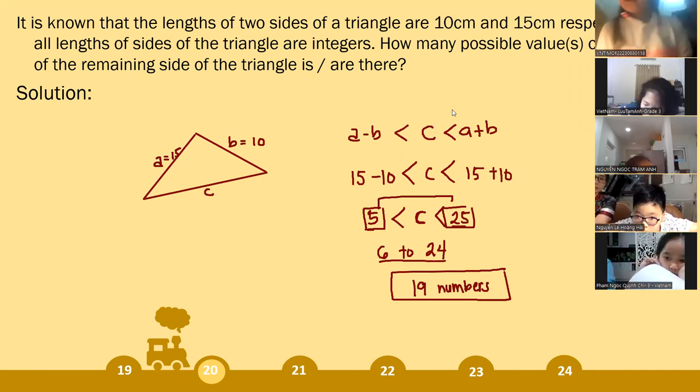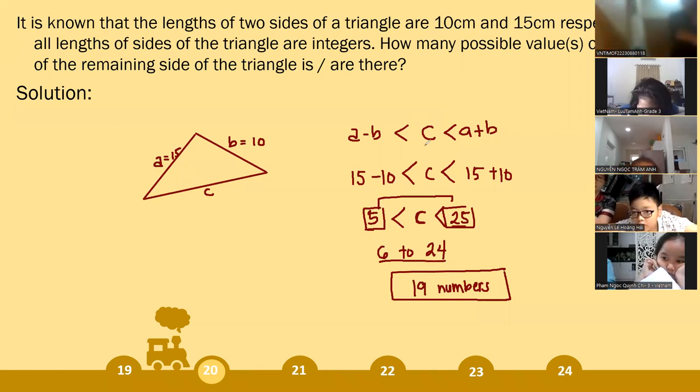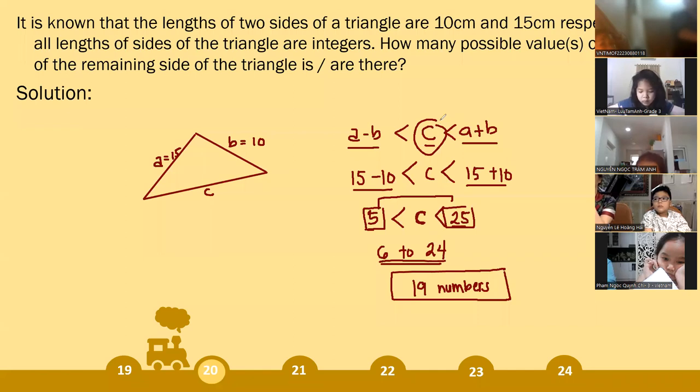Yes. Okay. So this is called the triangle inequality theorem, where the third side should be between the difference of the other two sides and the sum of the other two sides. So you have 15 minus 10, that's 5. 15 plus 10, that's 25. So your third side should be between 5 and 25. Those are the numbers 6 to 24. So you have 19 possible values for the third side, C. Clear?